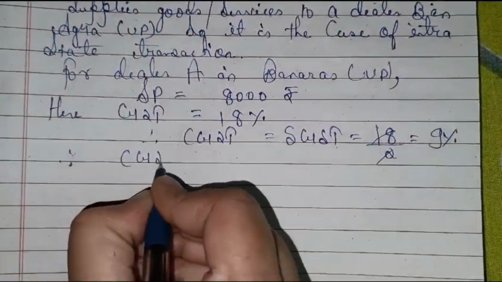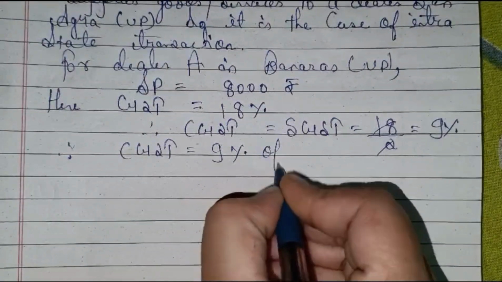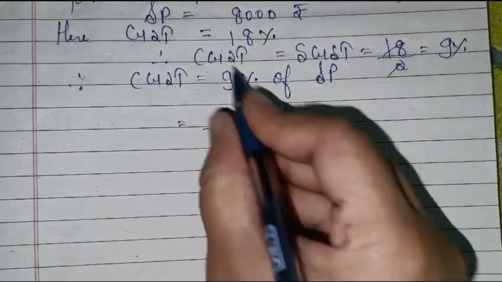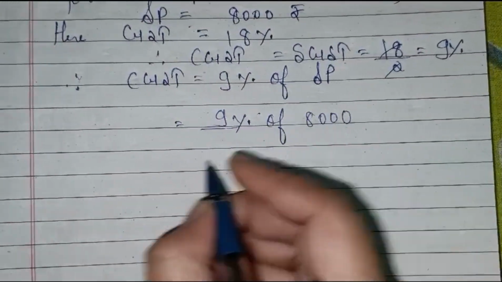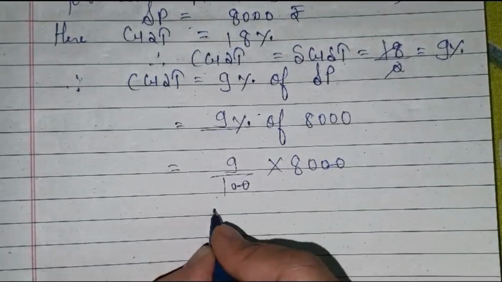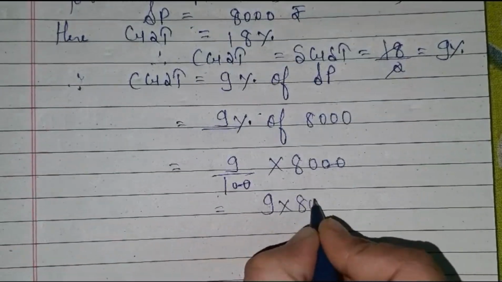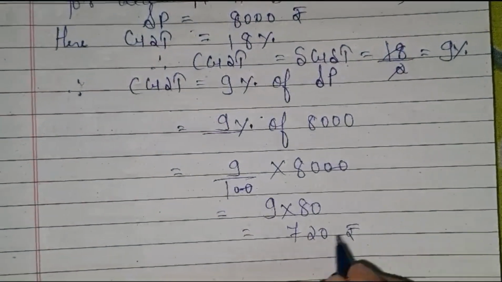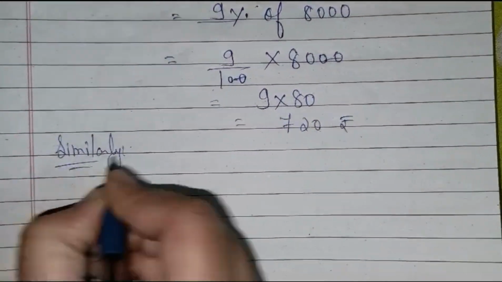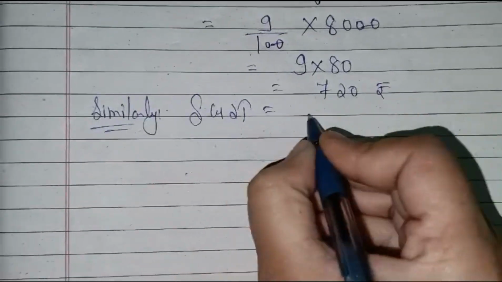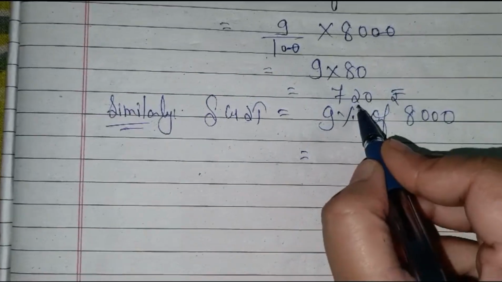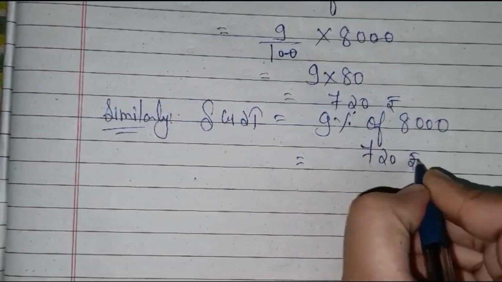Therefore CGST equal to 9% of selling price. 9% of selling price equal to 8,000. 9 by 100 into 8,000. 100 and 80 cancel out, 9 into 80, that is equal to 720 rupees. Similarly, SGST equal to 9% of 8,000, that is equal to 720 rupees.